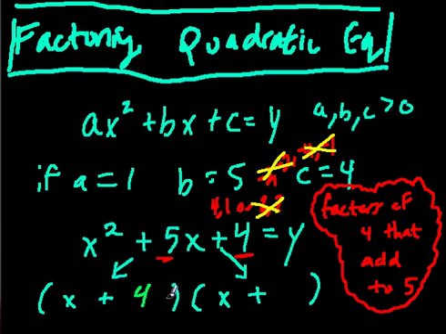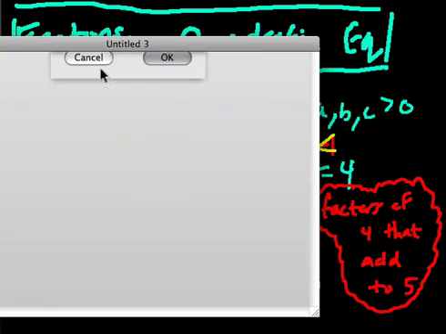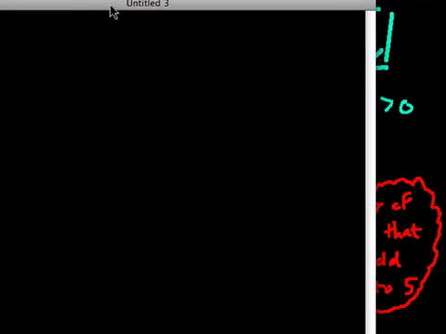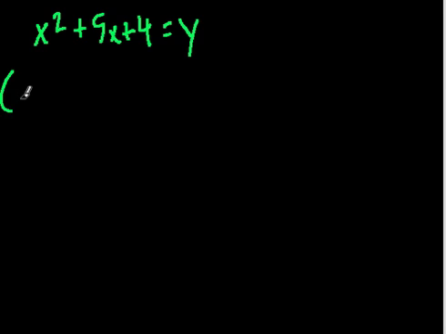So we can put the 4 here and the 1 there, or reverse that. Either way, we're done. We factored this equation. And this is incredibly useful because once we factor it, we can figure out the zero values. So we started off with x squared plus 5x plus 4 equals y. And then we factored it into x plus 1 times x plus 4, or we could write it as x plus 4 times x plus 1.